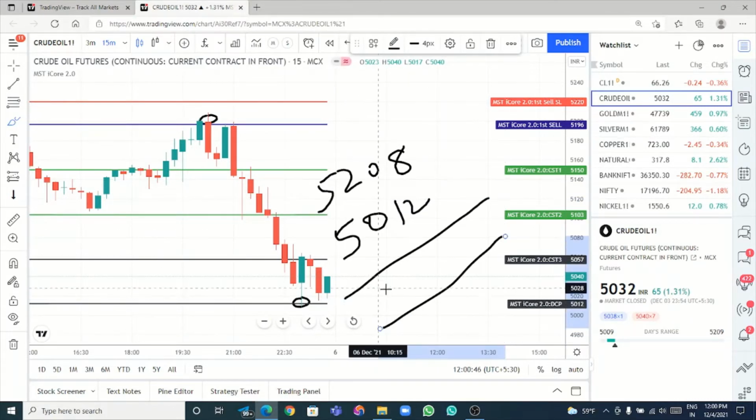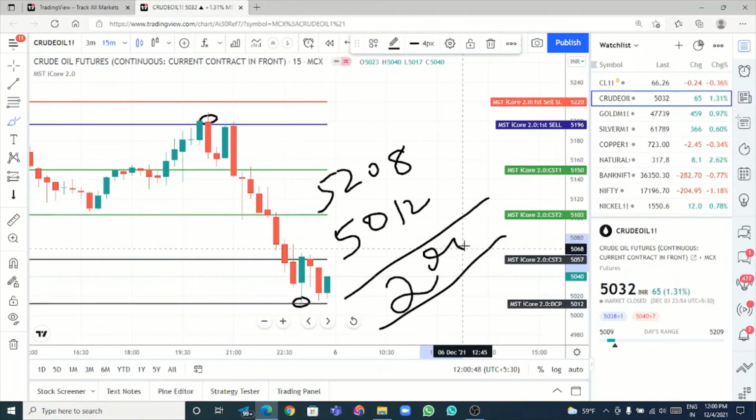Complete profit. Almost 200 points we have got the profit. 5208 to 5009, 199 points we have got the profit. Clear? So this is the strategy we have to follow.